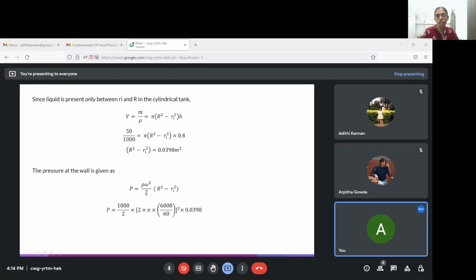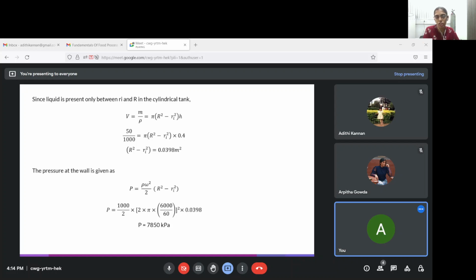The moment you have anything in rpm, that is actually n. So always convert that n into omega, the angular velocity, and only then substitute in all of the equations. From this we calculate the pressure to be 7850 kilopascals.